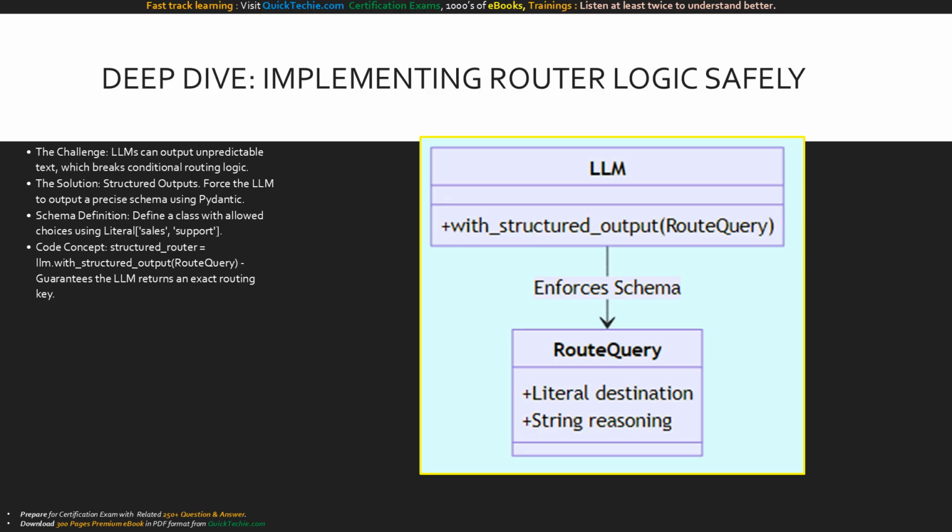By calling with structured output on the LLM, we guarantee that the model will return a clean, parsable JSON object containing only our exact routing key. This transforms a flaky, text-based guess into a robust programmatic switch.